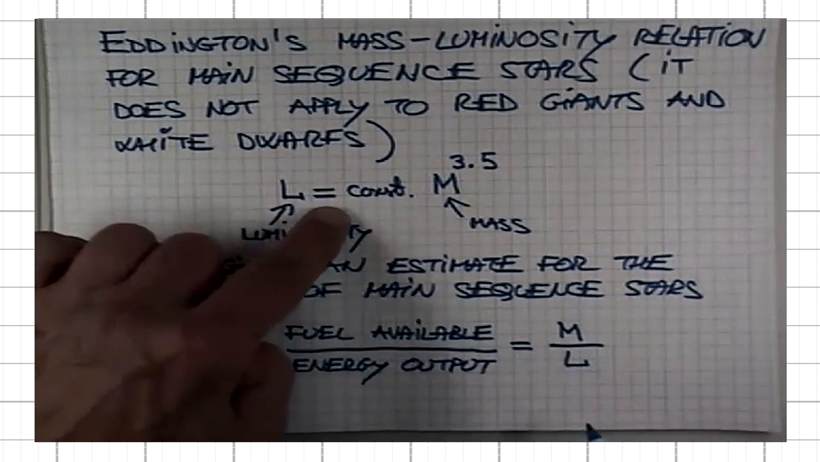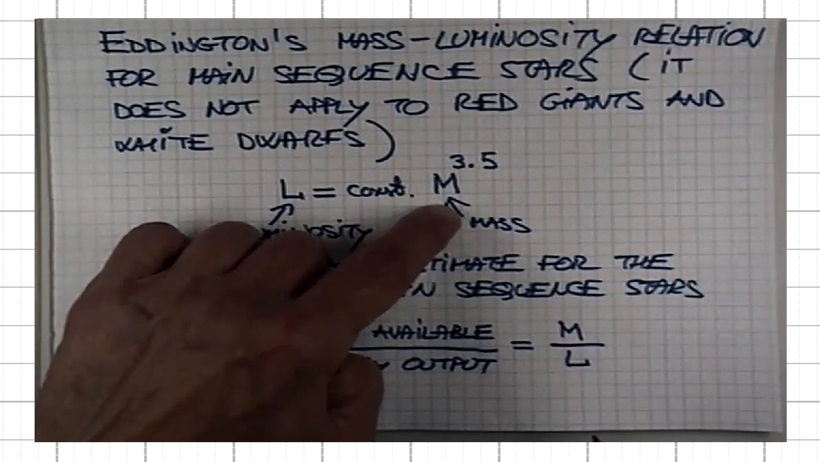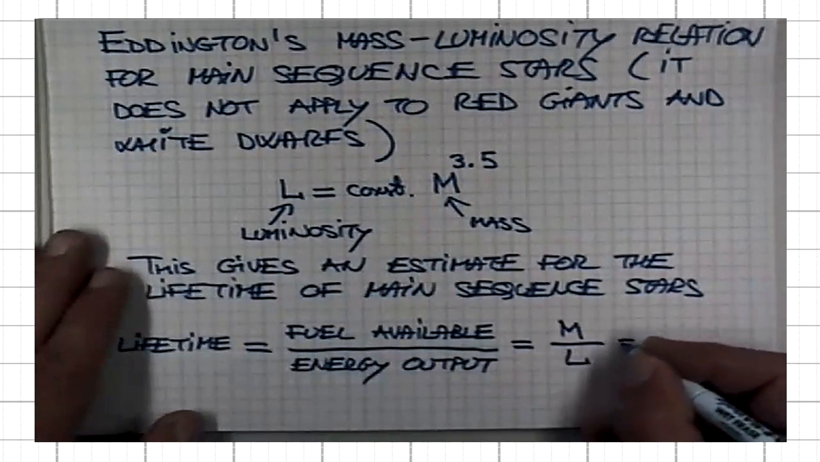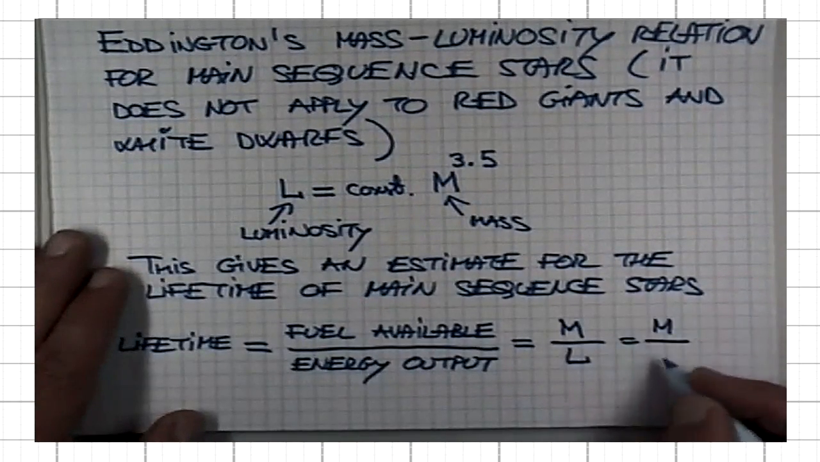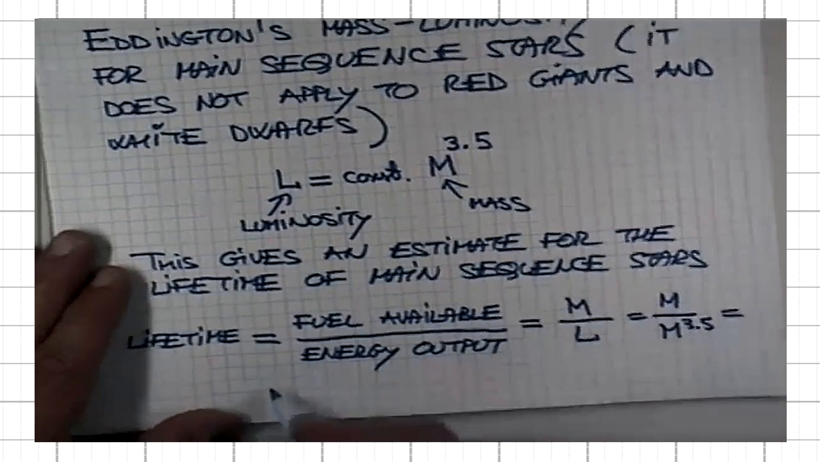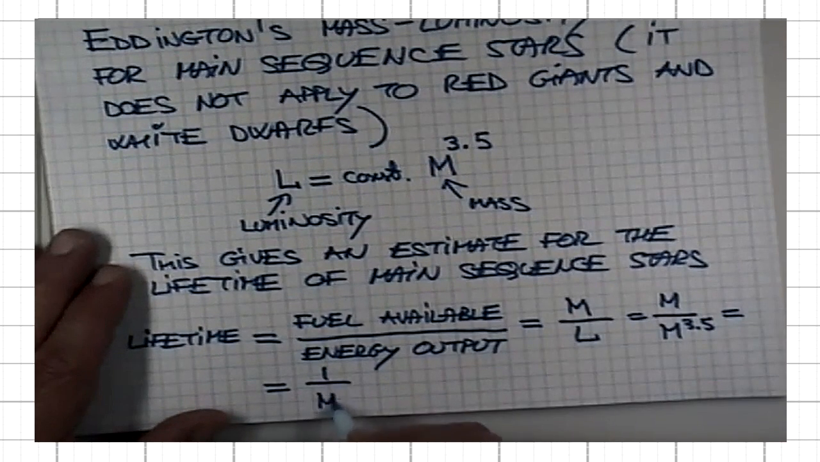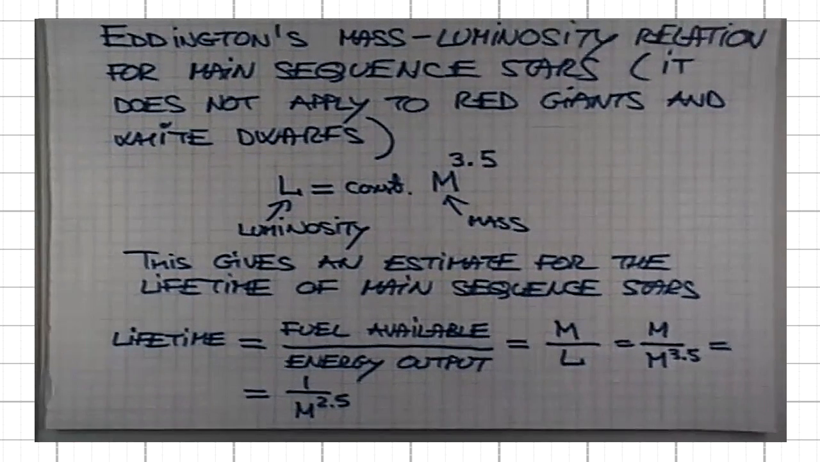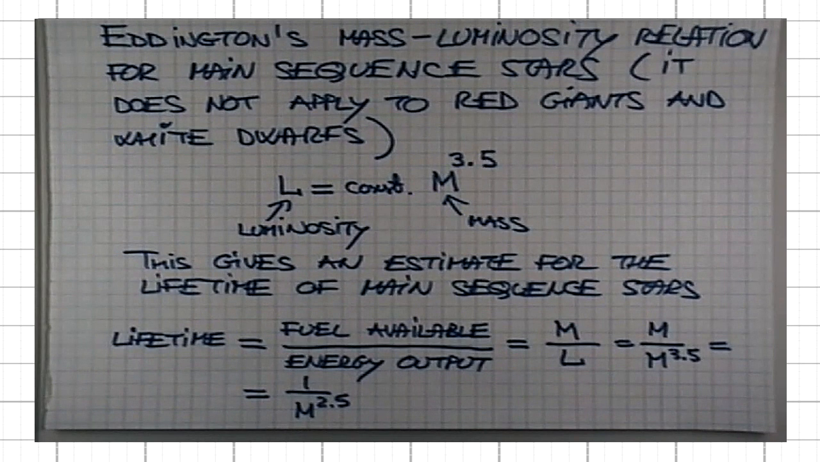But Eddington found that luminosity is basically given, within a constant, as mass to the power 3.5. So then we get that the lifetime is determined by mass as so. That is, it is inversely proportional to the mass raised to the power 2.5. So the larger the mass of the star, the shorter the lifetime. That means that those stars at the top of the main sequence, those that are very luminous and very hot, don't live very long.